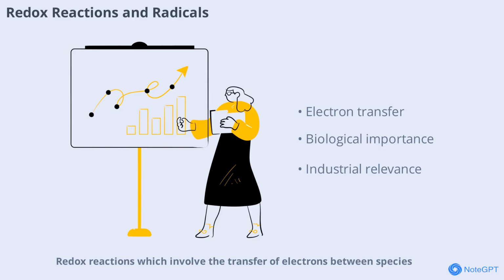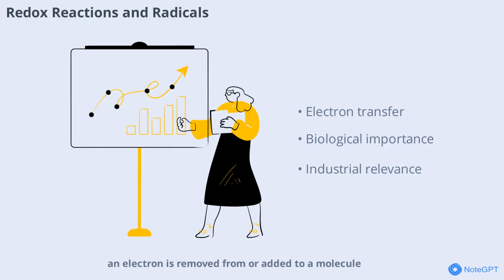Redox reactions, which involve the transfer of electrons between species, can also produce radicals. In these reactions, an electron is removed from or added to a molecule, creating a species with an unpaired electron. Redox-generated radicals play important roles in biological systems and in processes like corrosion and combustion.